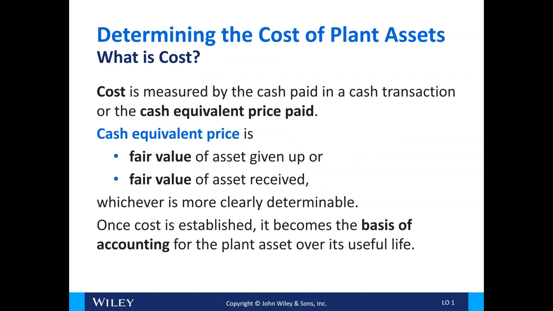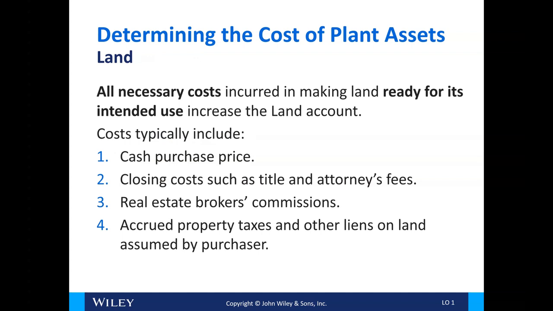So once its cost is established, it becomes the basis of accounting. In an earlier slide, we looked at the cost of an asset. So it is the cost, the sales taxes, any commissions needed, installation costs, transportation costs, because again, it's everything necessary to get it to its intended use at its intended location. For land: purchase price, attorney fees, title search, real estate brokerage commissions. If you have to pay property taxes that are due, that's part of the purchase as well.